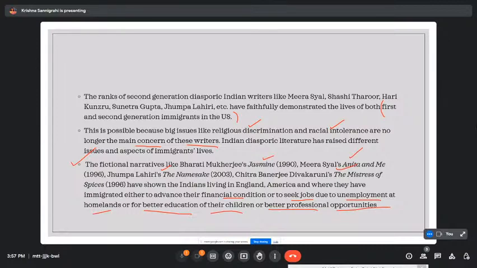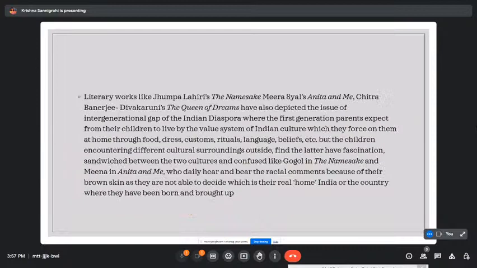That's quite obvious. So you are going to a different city, a different state, a different country. The purpose is some kind of improvement, some kind of betterment. Now that can be for seeking a job due to unemployment in homeland, or for better education of their children, or for better professional opportunities. That depends on what you are aiming at. But at the end of the day, whenever you are taking that step, it is for some kind of good or better prospect.